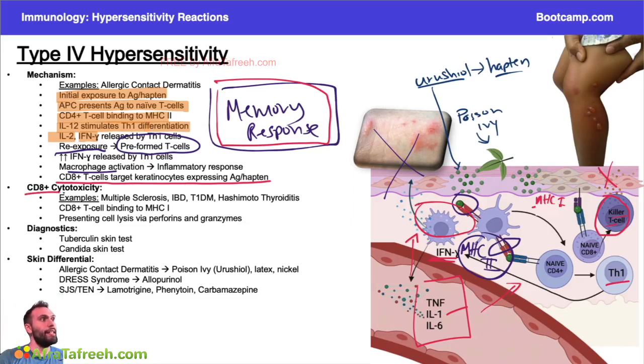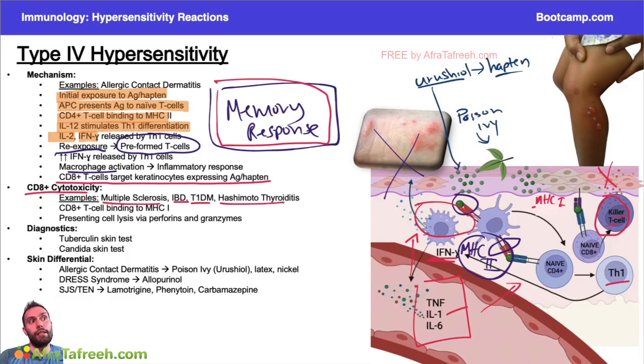With that being said, CD8 positive cytotoxicity is a big factor in a lot of these situations. Like I just said here, right? CD8 positive T cells can wreak a lot of havoc and cause a lot of damage simply from releasing perforins and granzymes on subsequent exposures. In situations like MS, we're targeting oligodendrocytes, right? Inflammatory bowel disease, type 1 diabetes, we're targeting the pancreatic cells. Hashimoto's thyroiditis.